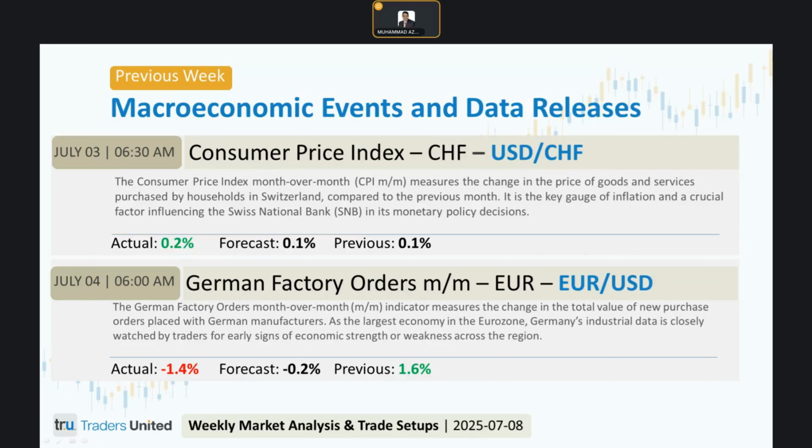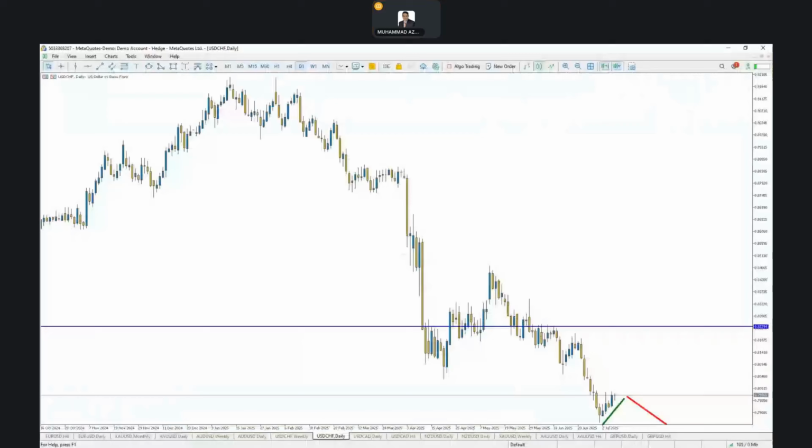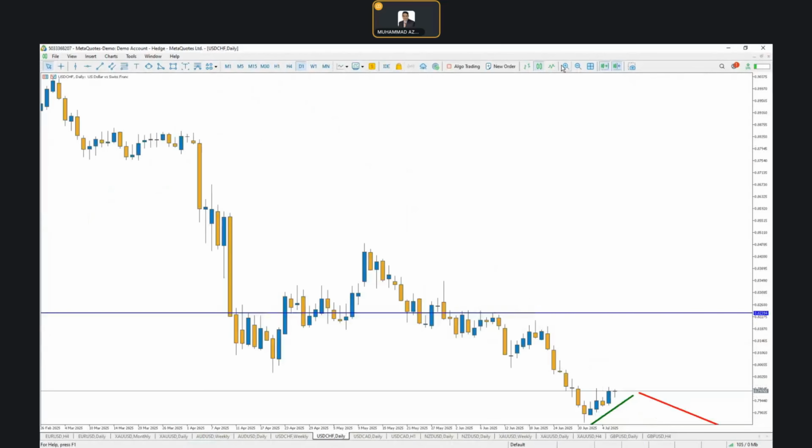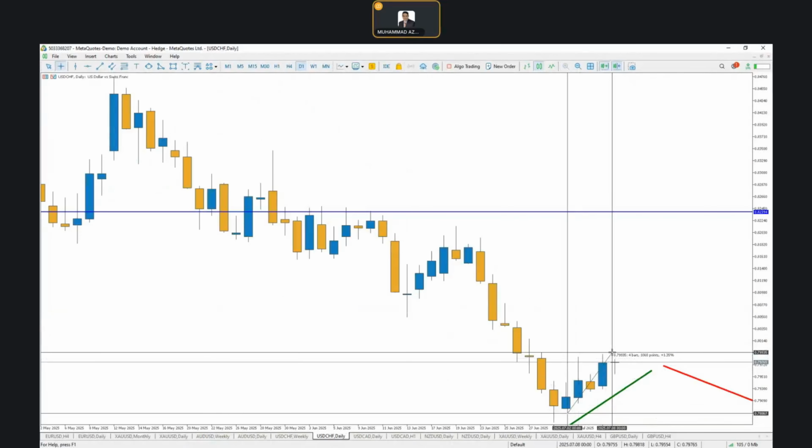So if we reassess the scenario and the impact on US dollar Swiss franc, the actual CPI was higher than forecast at 0.2%. This is what we got. And this indicates inflation may be building. Now, this normally supports the Swiss franc and would put downward pressure on the USD Swiss franc. However, this time the USD Swiss franc currency pair moved up. Let me show you the chart over here. Let me zoom in a little bit. So over here we got a bullish rally.